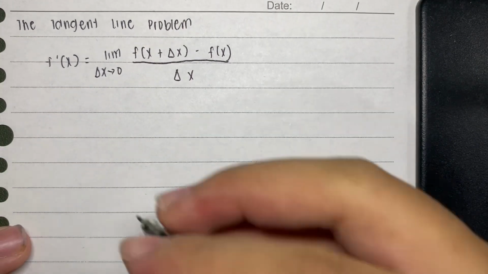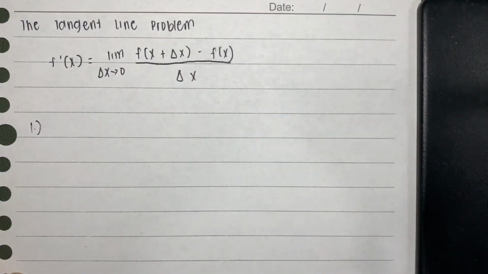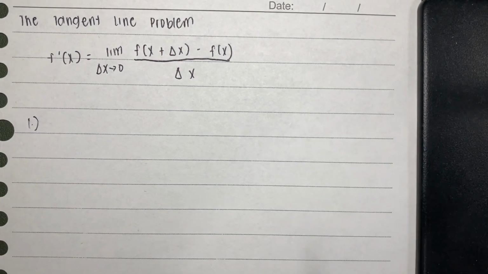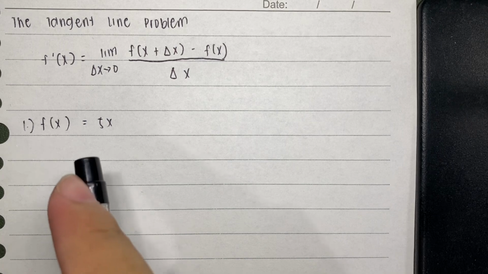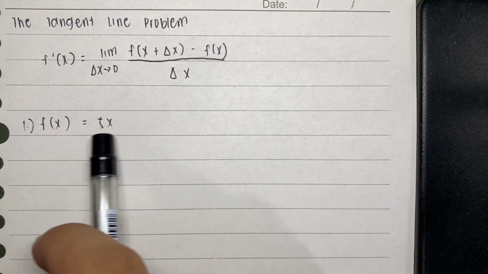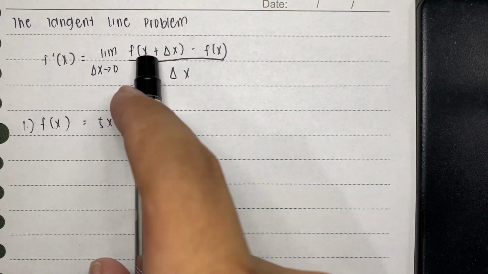So for our first example, we're going to use f of x is equal to 5x. So for our first step, we're going to substitute all of the x's here to this.